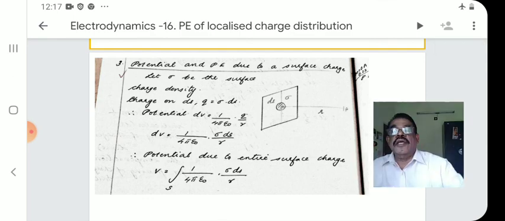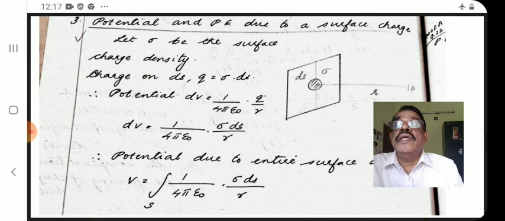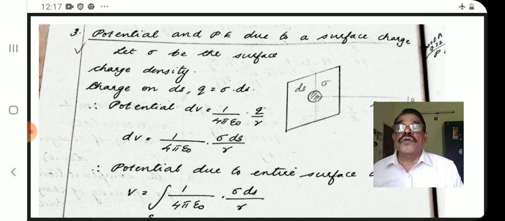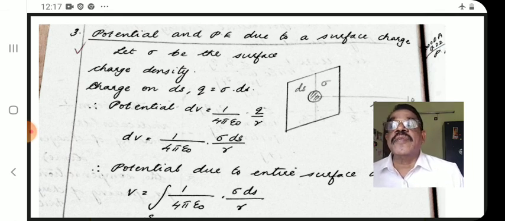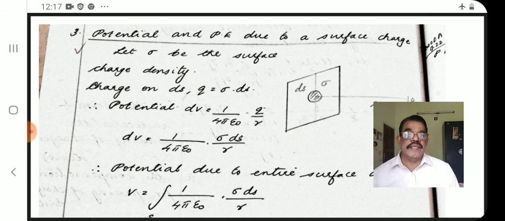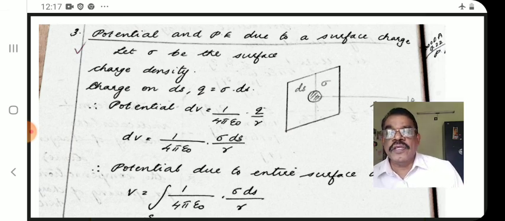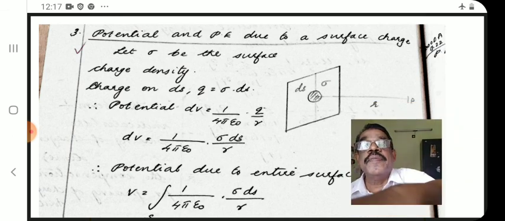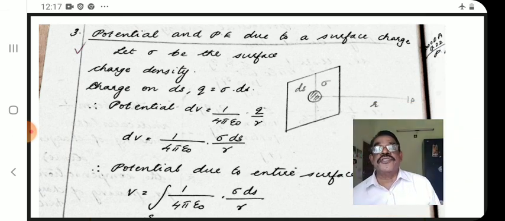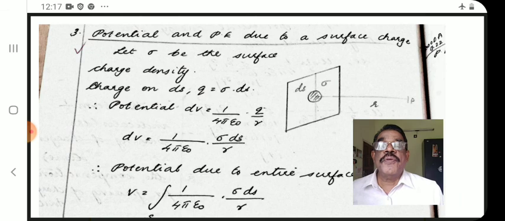Now comes a similar type. Number 3, the potential energy due to a surface charge distribution. A plane surface is given, area S, take a small portion ds. If sigma is the surface charge density, that is charge per unit area, the charge on a small element is sigma ds. P is a point at a distance R from it, we have to find the potential at P and then the potential energy.